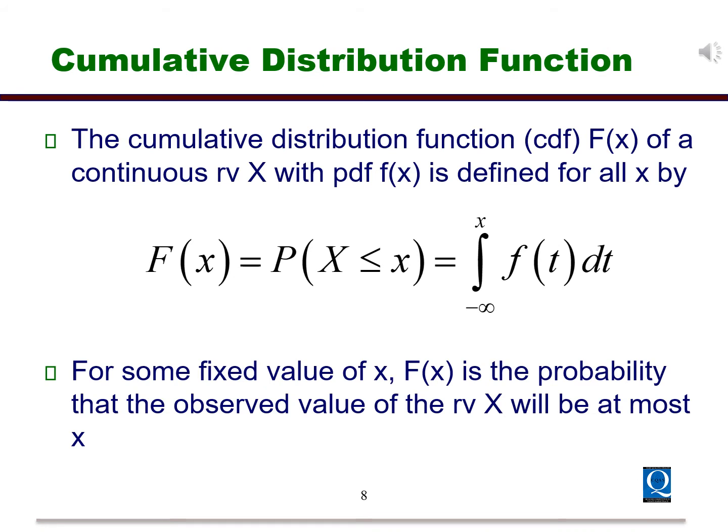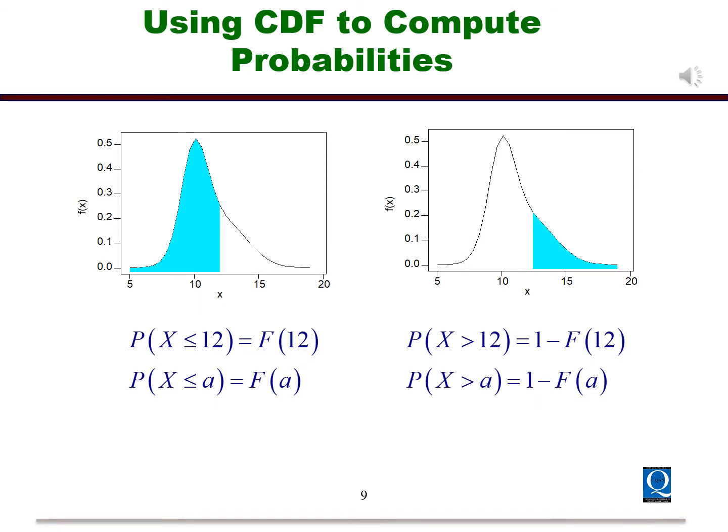Just as in the discrete case, the CDF is used to get the probabilities in the continuous case. The CDF is the integral from negative infinity to x of the PDF. Now if a distribution has some lower bound, then it is the integral from the lower bound to x. Here is an example of how we find those probabilities. Notice that finding less than or equal to is just using the CDF as is. If we want greater than, we need to use 1 minus the CDF.